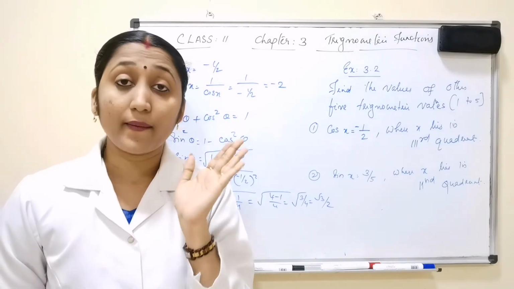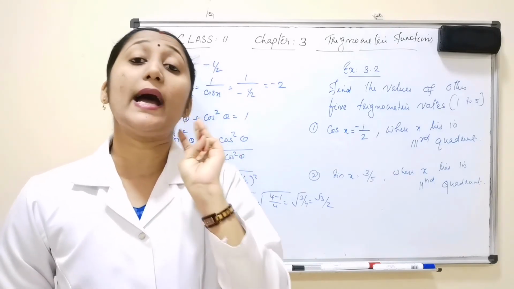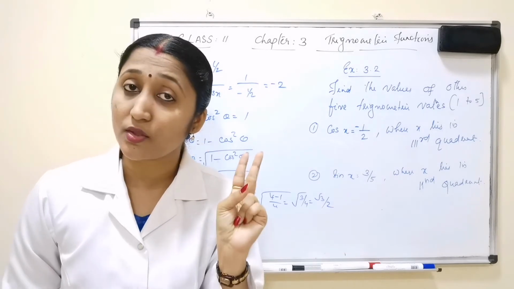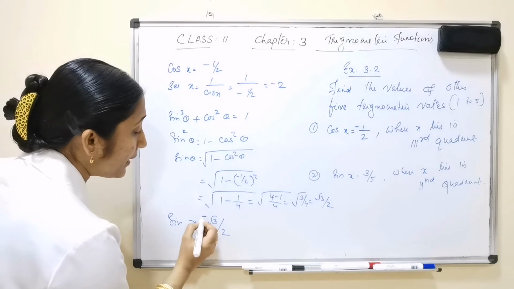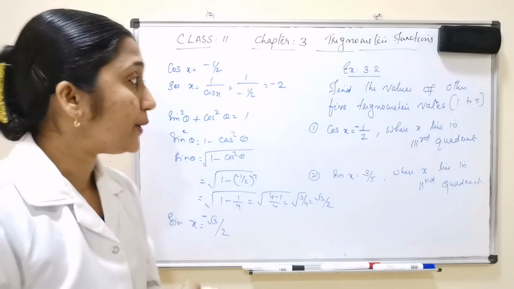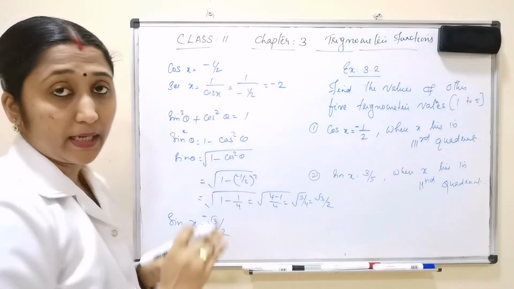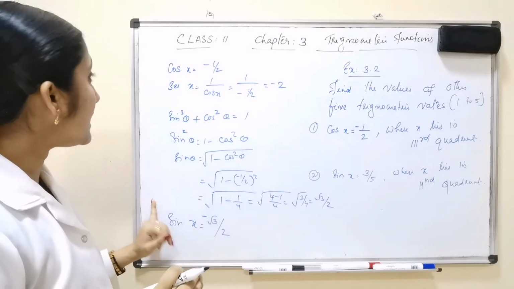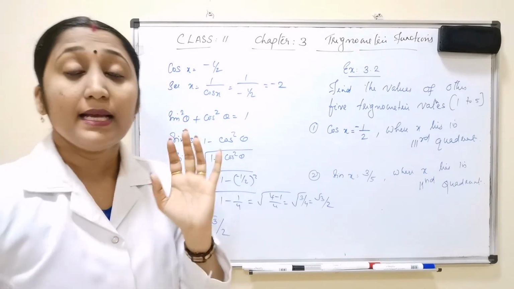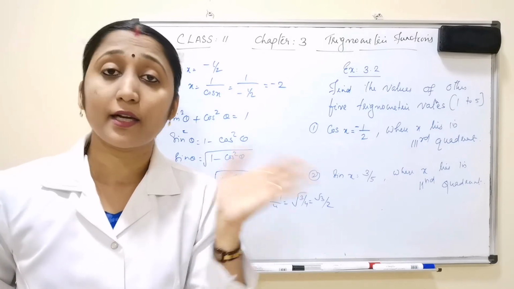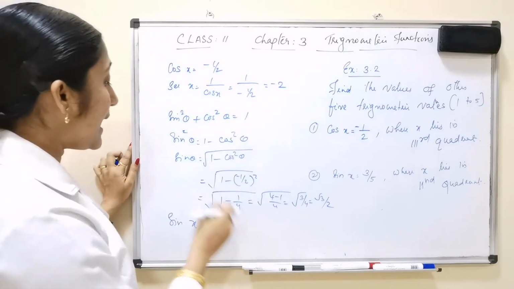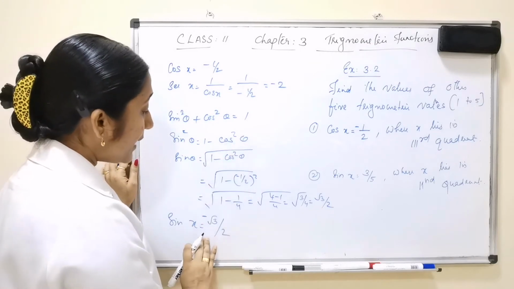In the third quadrant, tan and cot values are positive and other values are negative. That means here we put minus root 3 by 2, and sec also is negative. Now we have sine, cos and sec. If you get sine and cos, you can easily find the other trigonometric ratios. So sine is minus root 3 by 2.